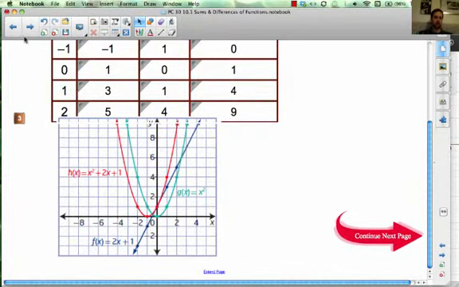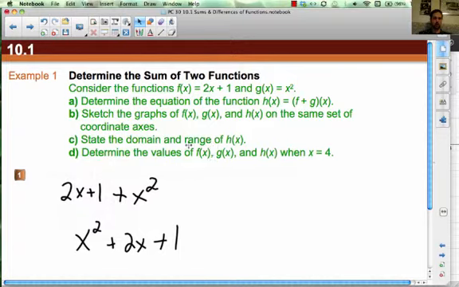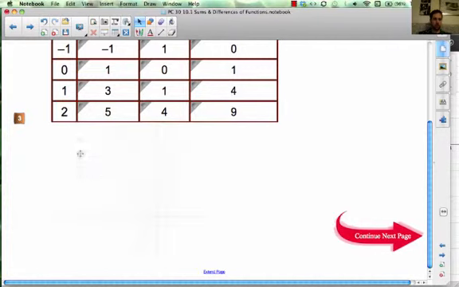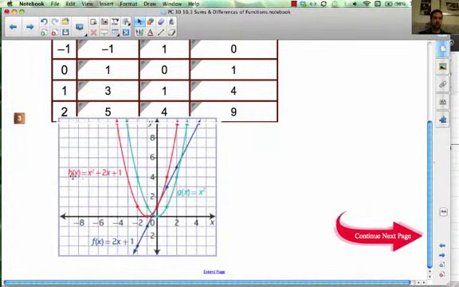So we're going to pay attention to a couple things. We wanted to know what the domain and range are of the new function. And then we're going to determine the values of all these things when x is 4, which will be pretty quick and straightforward. So let's take a look. Domain and range of the new function. H of x, this is the new function right here.